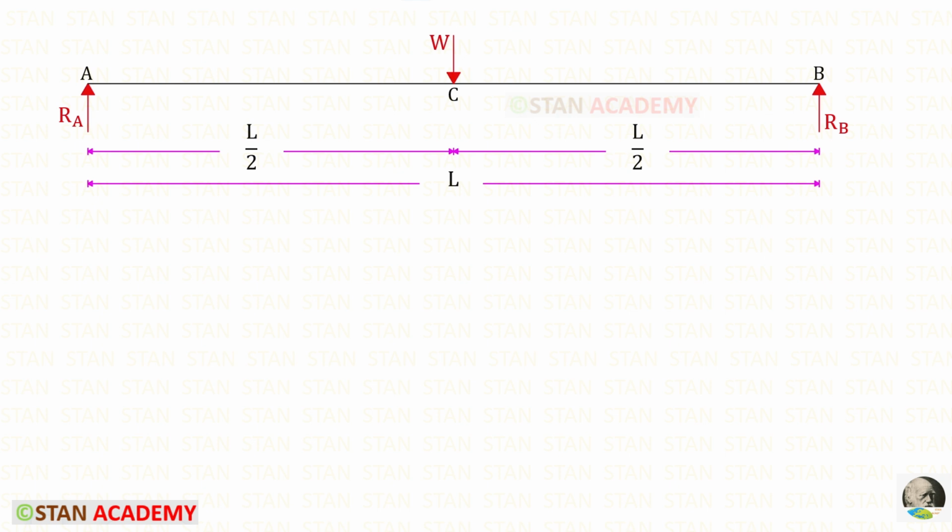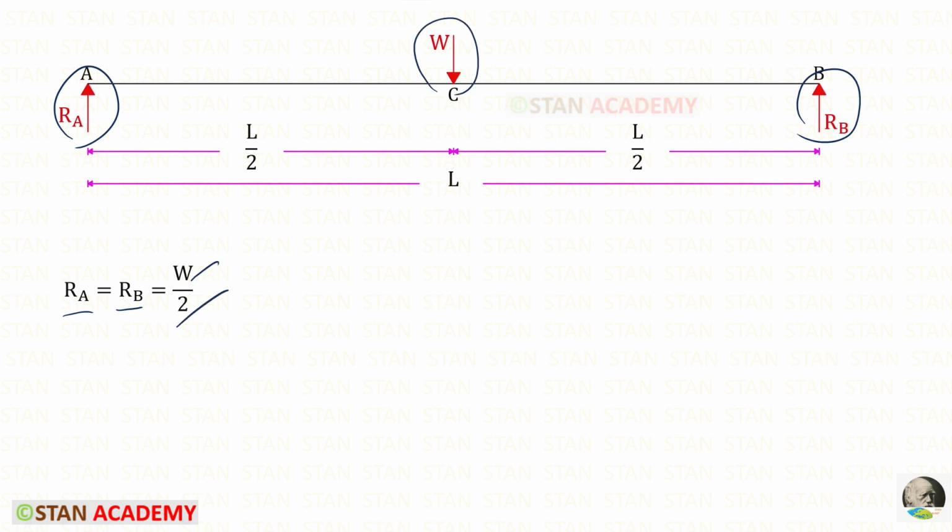When the simply supported beam carries a point load in the center, let us keep the span of the beam as L. Let us keep the left end as A, the right end as B and the center as C. First we have to find the vertical reactions RA and RB. This beam is symmetrically loaded, so RA and RB will be the load W upon 2. Only two reactions we have to find because in the simply supported ends there will be no movement.